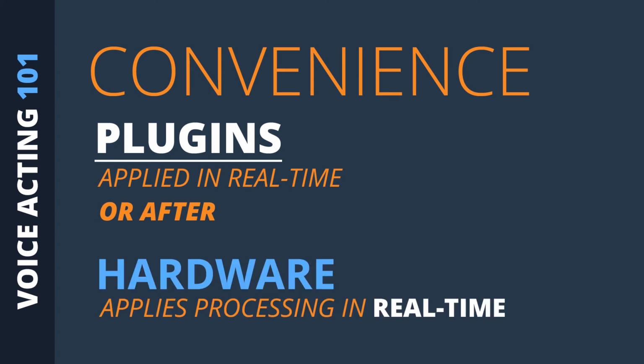Now, if you go with hardware, since it's built into your audio chain, you don't have to do any post-processing if you don't want to. You just hit record, and the processed audio is recorded. This also means that you've got to make sure that your settings are dialed in, because like we said earlier, once that processing is added, you can't take it away.